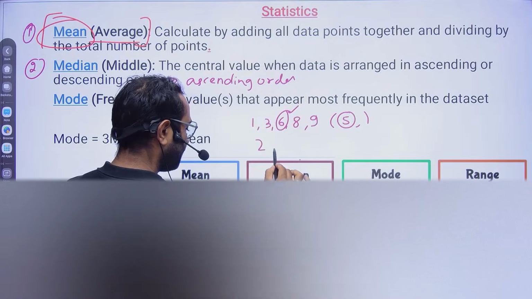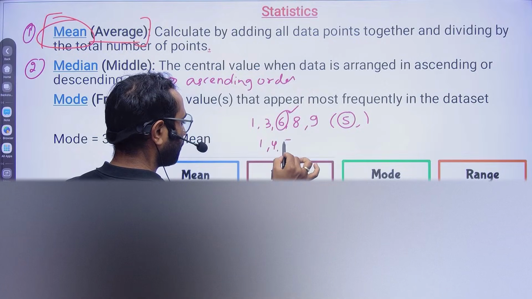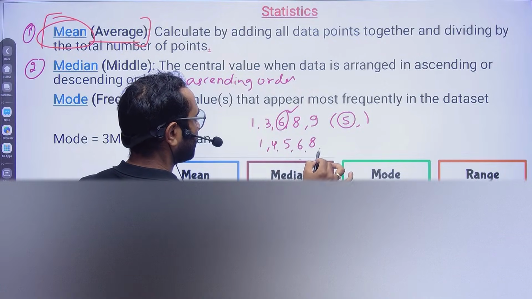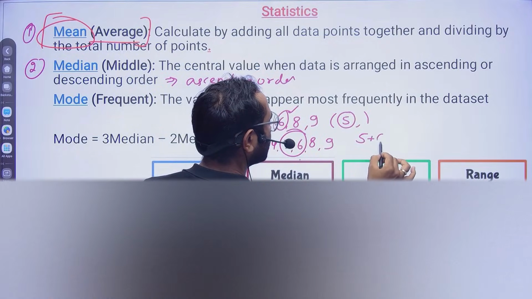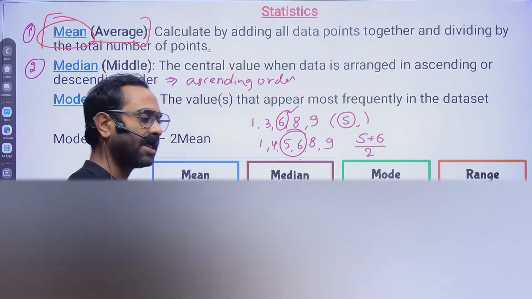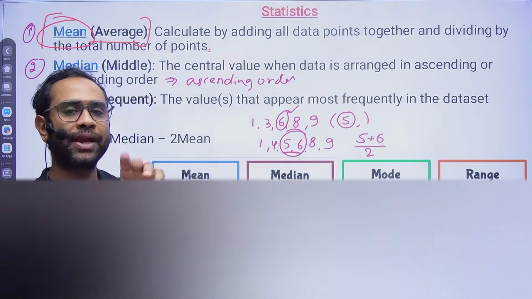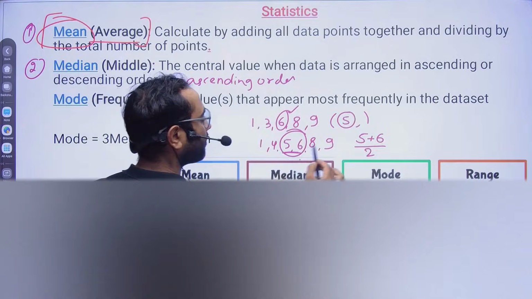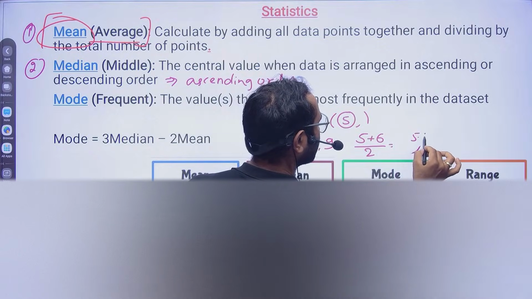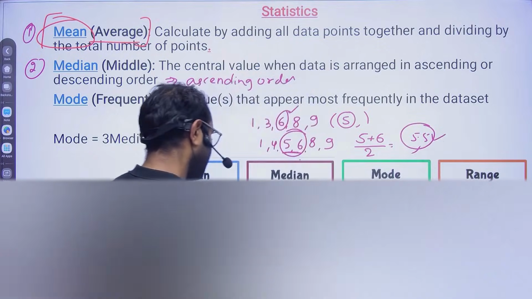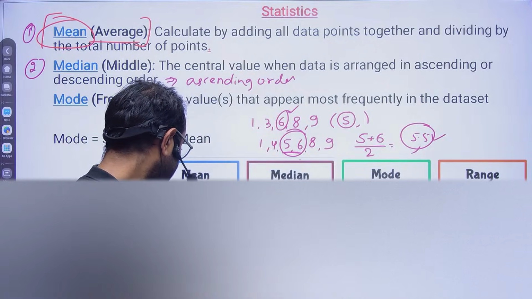Now if I give you the numbers 1, 4, 5, 6, 8, 9, here you can see two middle values are there. Two middle values cannot be your median. So 5 plus 6 divided by 2, that means it will be 5.5. 5.5 will be your median.